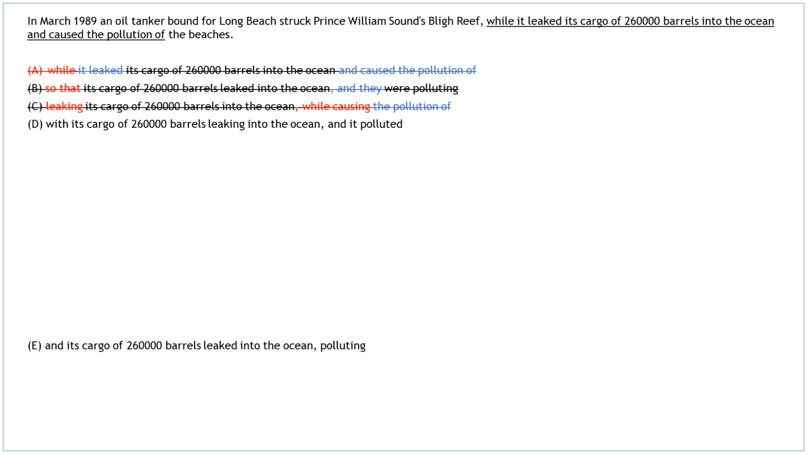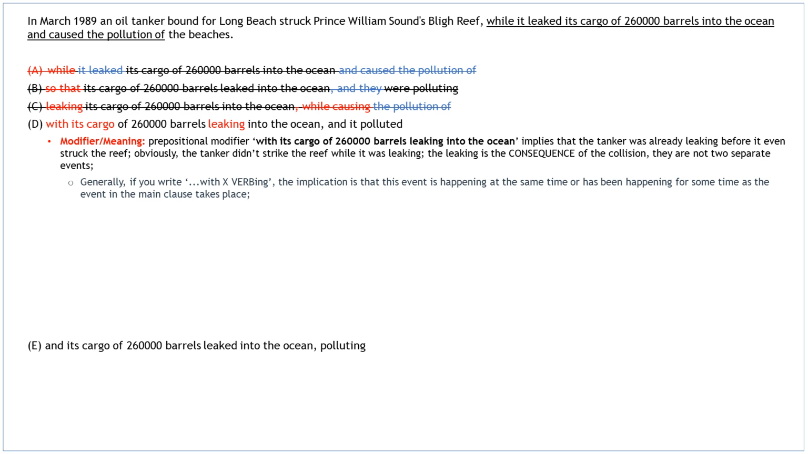In this answer choice, the prepositional modifier "with its cargo of 260,000 barrels leaking into the ocean" implies that the tanker was already leaking before it even struck the reef. Obviously, the tanker didn't strike the reef while it was leaking. The leaking is the consequence of the collision. They are not two separate events.